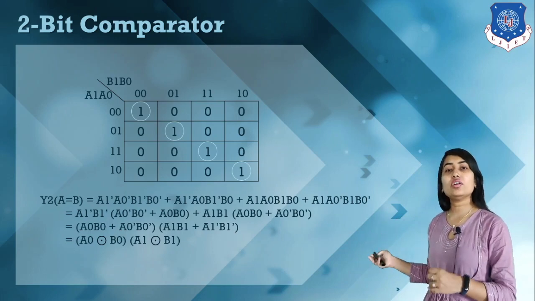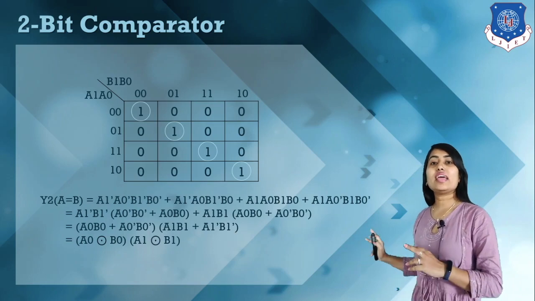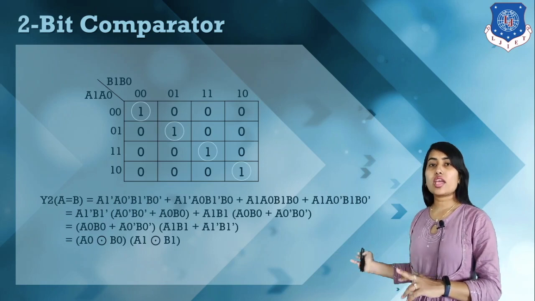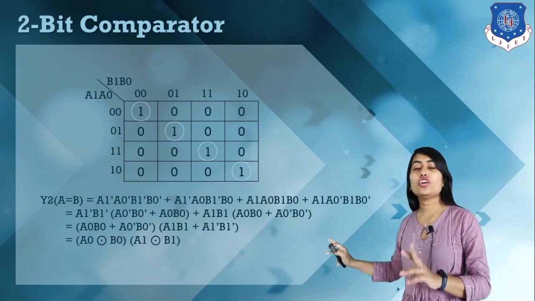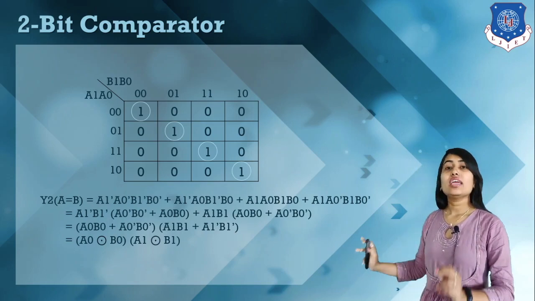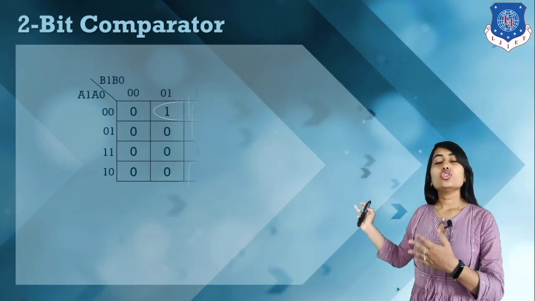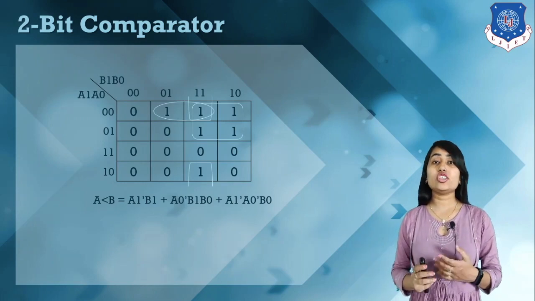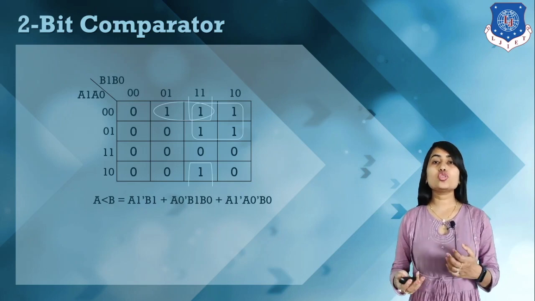So here we have the operation A1 XNOR B1 and A0 XNOR B0. If we compare both values and there is a similarity, then and only then can we say that A equals B. So for A equals B, we have the equation A1 XNOR B1 times A0 XNOR B0, and here we have the equation for y3. This is how we make a group and write the equation for y3, and using these values of y1, y2, y3, we can design the 2-bit comparator.